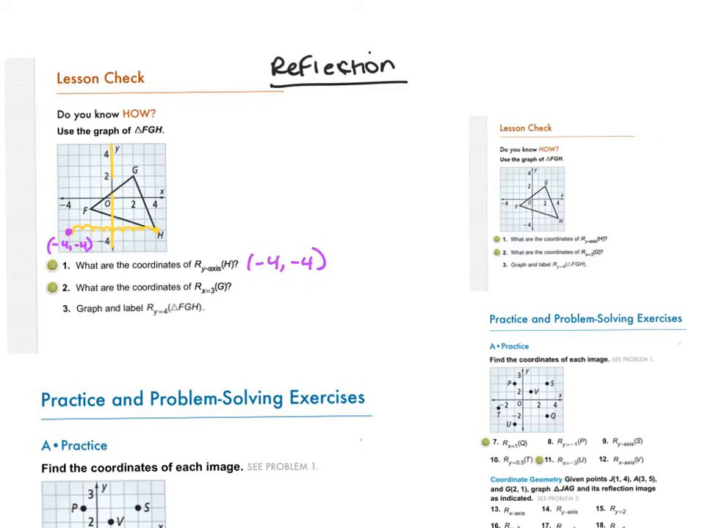Now I want to do the same thing with G, but x equals 3 is my line. So x equals 3 is a vertical line through where x is 3. G is 1 unit to the left of it, so the reflection would be 1 unit to the right of it, which would be here. And that's 1, 2, 3, 4, 2.